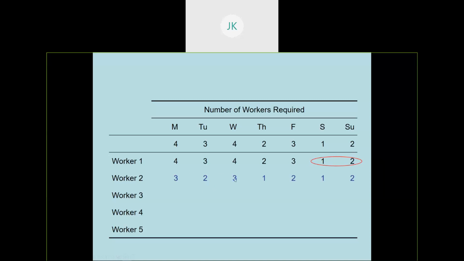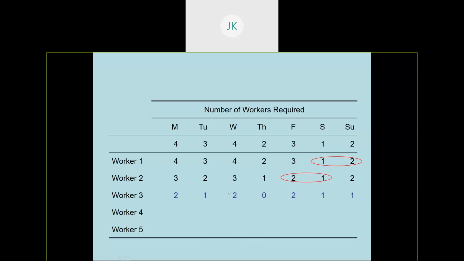3, 2, 2, 3, 3, 1, 1, 2, 2, 1, 1, 2. There are three ties. In that case, ask worker 2, what day you don't want to work. Then worker 2 says, I don't want to work on Friday and Saturday, so circle there. Then again, minus 1 for each. 2, 1, 2, 0, and so on. 3, 2, 2, 3, 2.